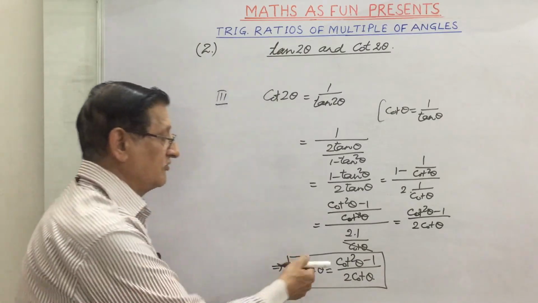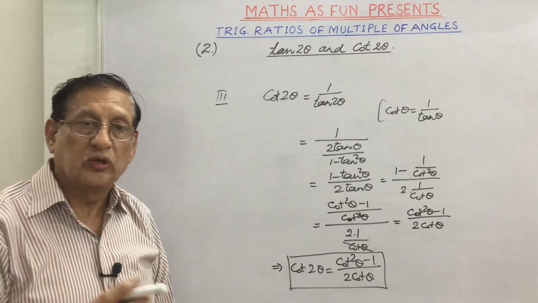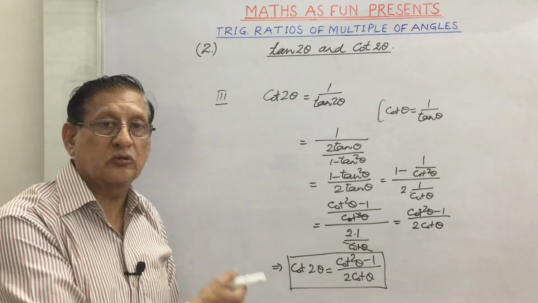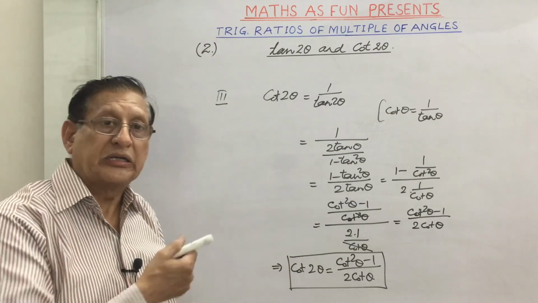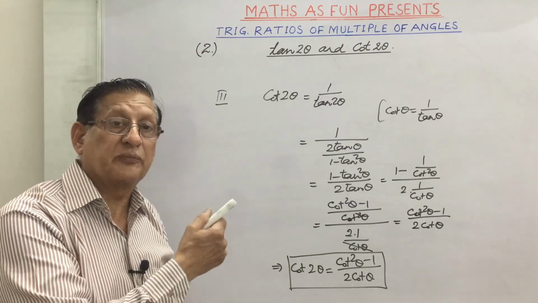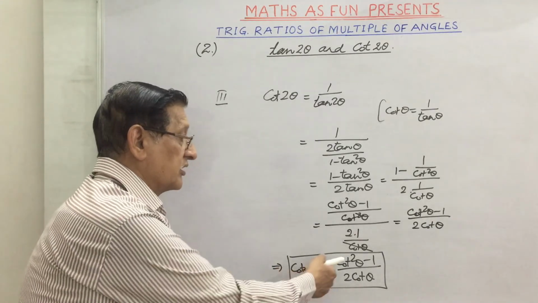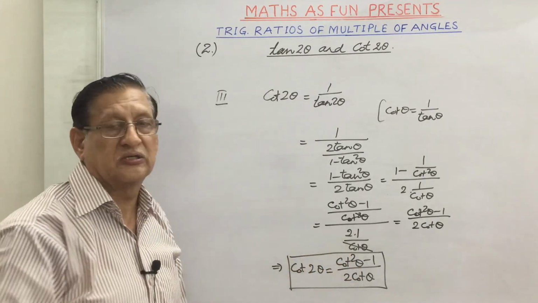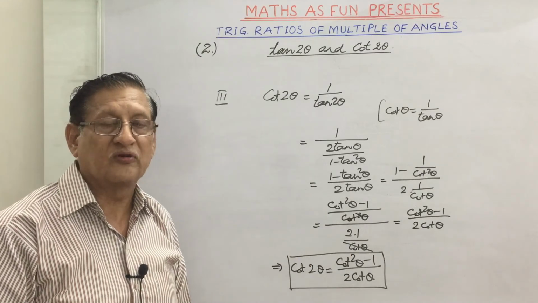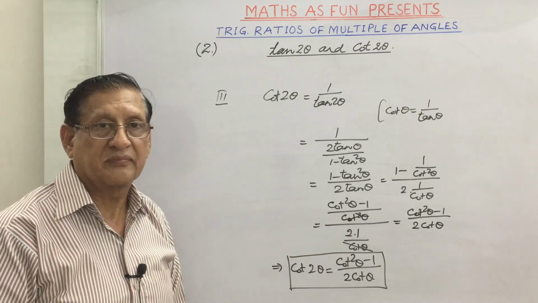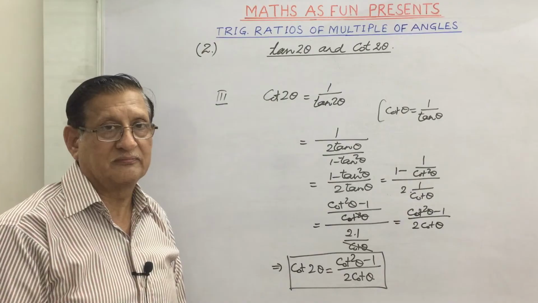All the three methods give us the same formula. The only difference in tan 2 theta and cot 2 theta is in tan 2 theta we have 2 tan theta upon 1 minus tan square theta, whereas in cot 2 theta it is cot square theta minus 1 in the numerator, not 1 minus cot square theta. That you have to remember.